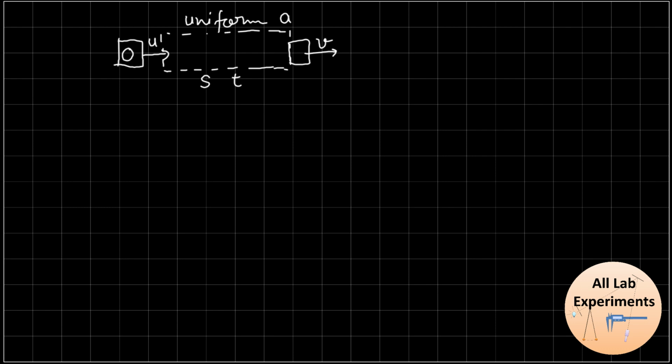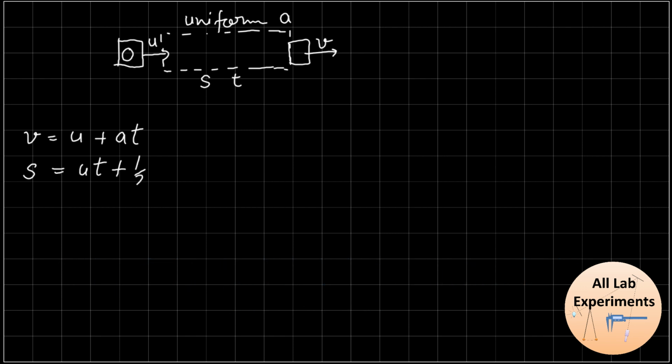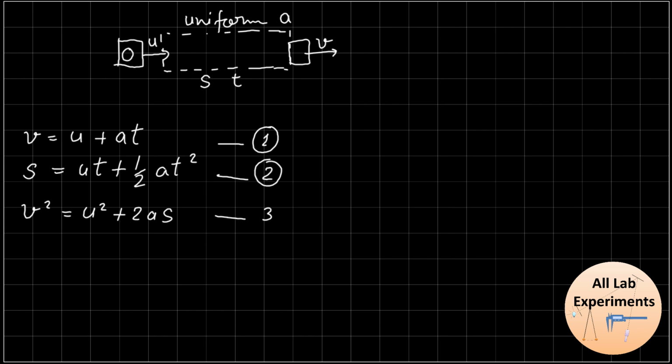Now, what are our equations of motion? You must have studied in your classes that v = u + at is your first equation of motion, s = ut + (1/2)at² is your second equation of motion, and v² = u² + 2as is your third equation of motion. So I can write them as equation number 1, equation number 2 and equation number 3.